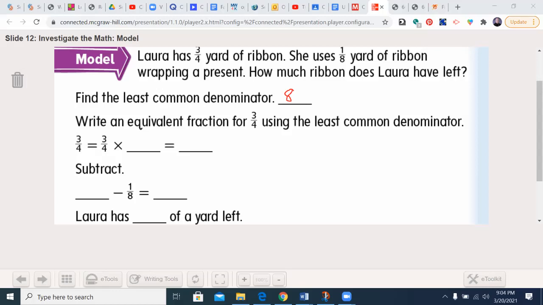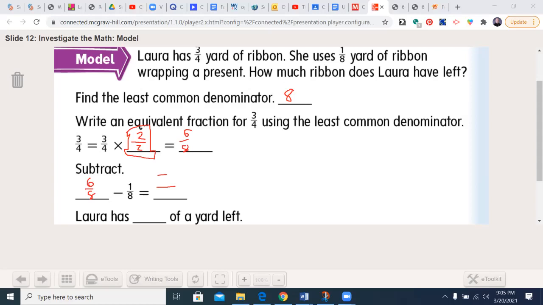Now, the 1/8 that's already there, we're not doing anything to it. It's going to stay the same. But the 3/4, how many times did 4 go into 8? You're right, 2. So that means I need to multiply top and bottom by 2. And this is where we get that magic 1. 3 times 2 is 6. And 4 times 2 is 8. So now I have 6/8, which is equivalent to 3/4, minus 1/8.